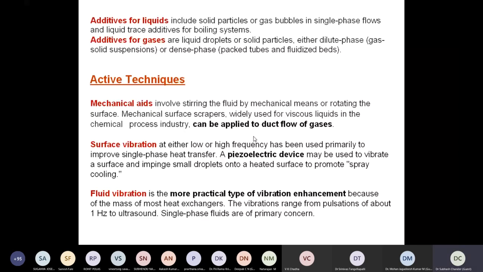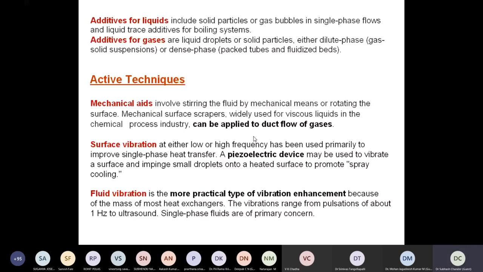As additives for liquids, we include solid particles such as titanium oxides of different sizes, right? They ultimately enhance the heat transfer from the surface to the fluid, or fluid to the surface. We can insert some gas bubbles, some aeration in the flow, which can create some disturbance in the flow, and ultimately we can have enhanced heat transfer, right? Similar additives can be recommended for gases. We can have solid particles or droplets which can create some disturbances in the flow of gases, and ultimately they lead to enhancement in the heat transfer, right?